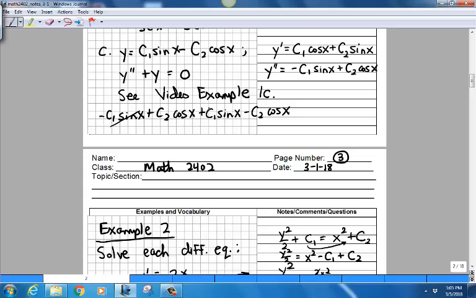Well, it looks like these two terms are going to cancel each other, and then these two terms will also cancel each other. So that's nice. This expression just simplifies to 0, right? And that's exactly what we wanted: the second derivative plus the original function. When you add those two formulas together, you just get 0.